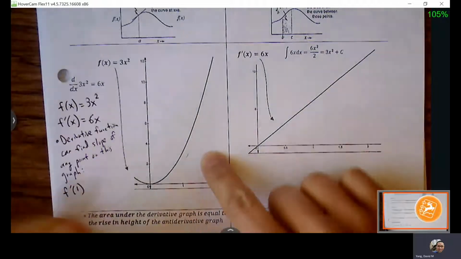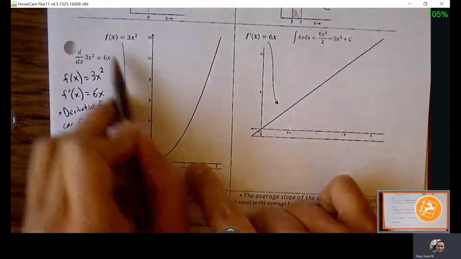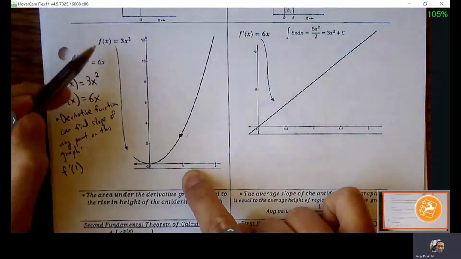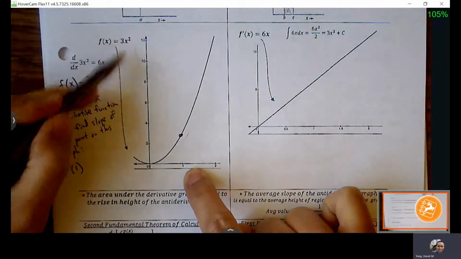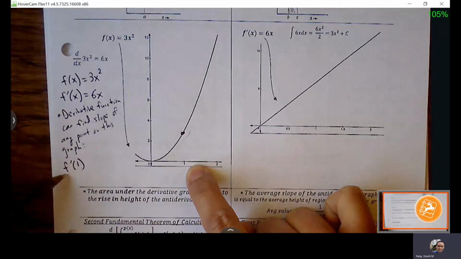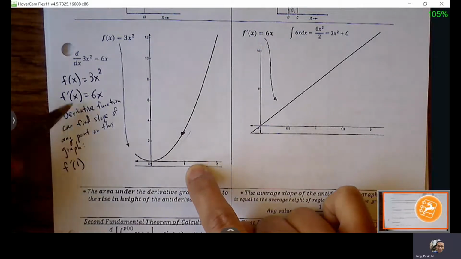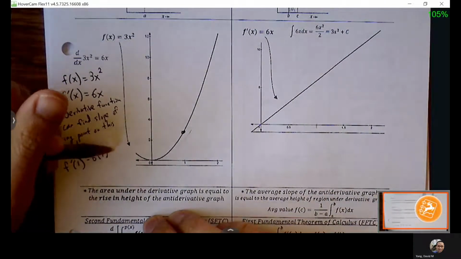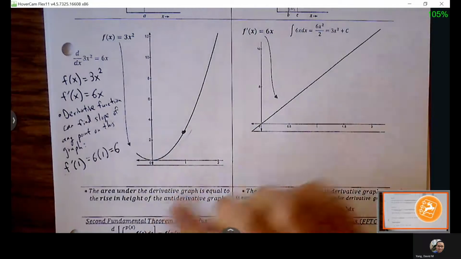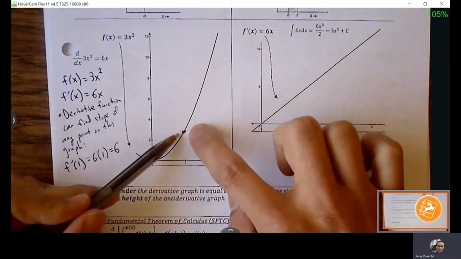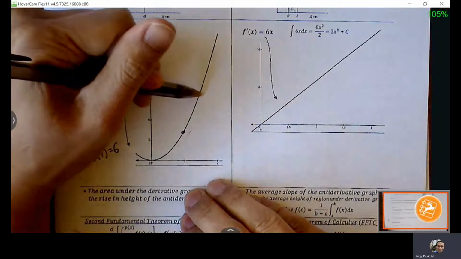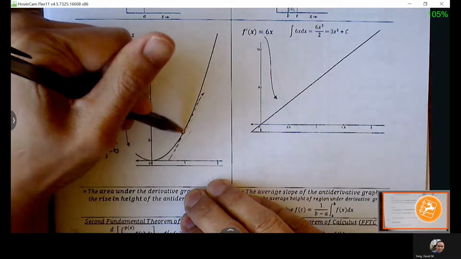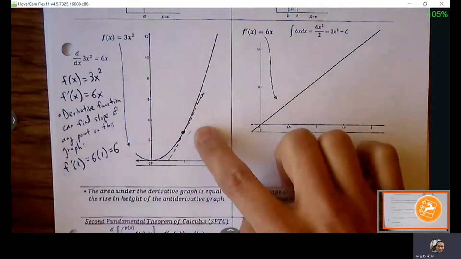If I want to find a point on this graph, I can plug 1 into the original function. So I plug 1 into the function, I get 3. But if I want to find the slope, I can use the derivative function. I know f prime of 1 is equal to 6 times 1, which is 6. So I know that the slope at this point is pretty steep. This is a slope of 6.